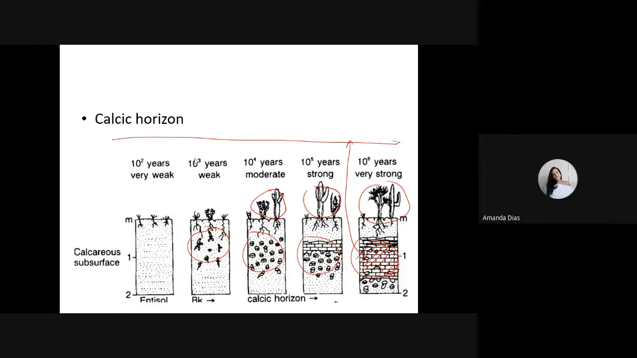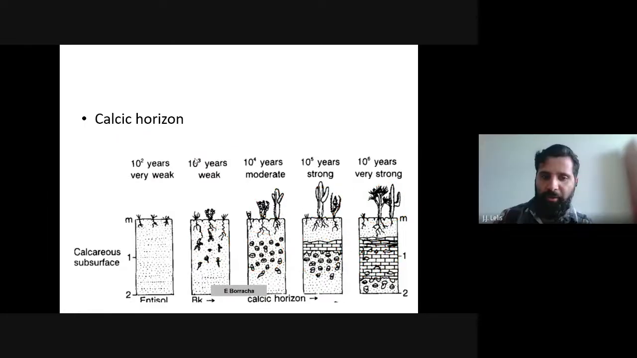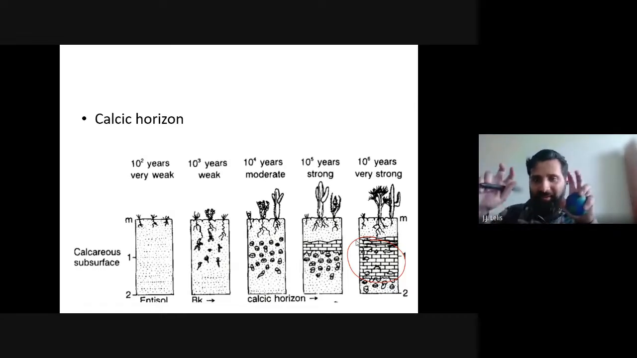You can't form this horizon very quickly, like just 100 years. No, it's not enough. You need that area to suffer a dry climate, to be submitted to dry conditions for a long time to form this horizon.